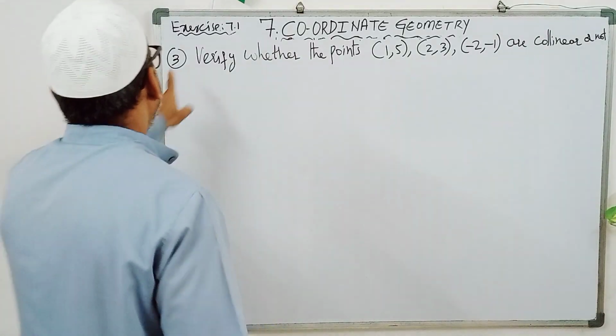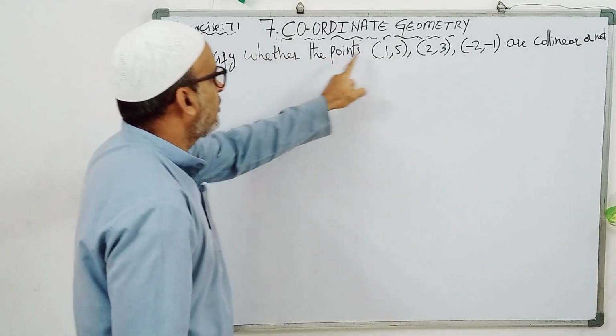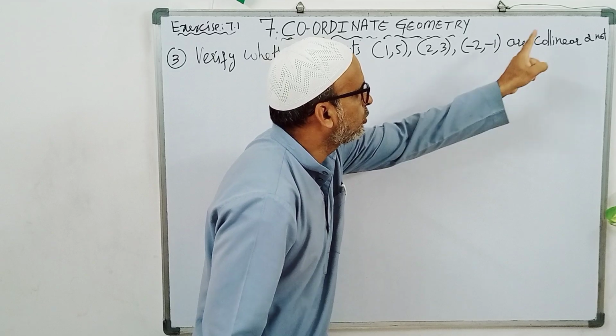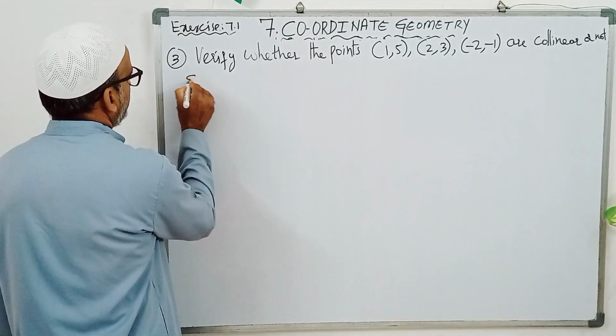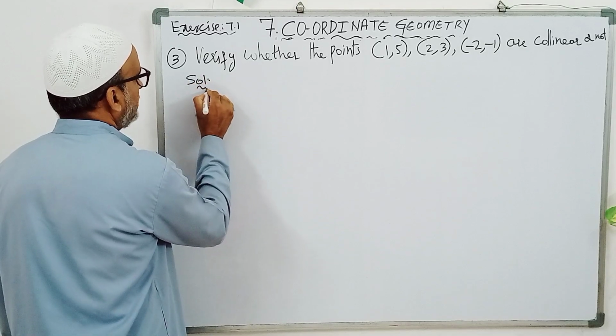Exercise number 7.1, third question. Verify whether the 3 given points are collinear or not. Okay, now the solution. You see how to do this very important question.